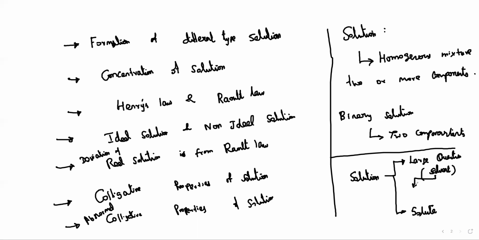Based upon this solvent only, the physical state is decided. Physical state means whether the solution is liquid, the solution may sometimes be solid, the solution sometimes may be gas also. So that is decided by the physical state of the solvent only. Okay, so make a note of this. Next we will see the different examples for the formation of solution.